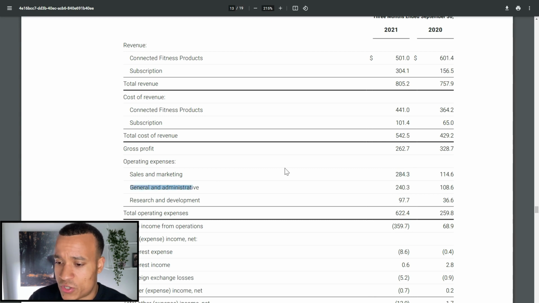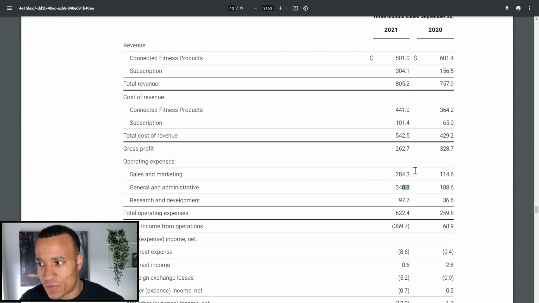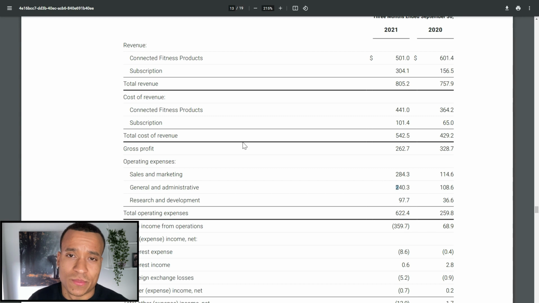When we move across to general and administrative costs, again, that has more than doubled to $240 million. Again, that is not a good sign. And when I read into the report in detail, they said that that was in part due to professional fees. Now, they didn't say exactly what they were, but I would imagine that it may be to do with litigation, so legal cases in sort of defending themselves around effectively the recall of the treadmills.